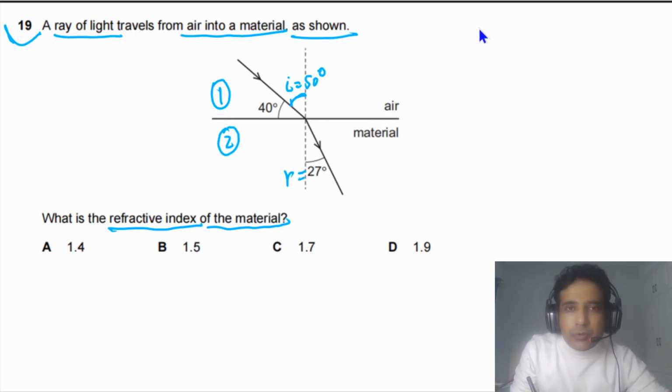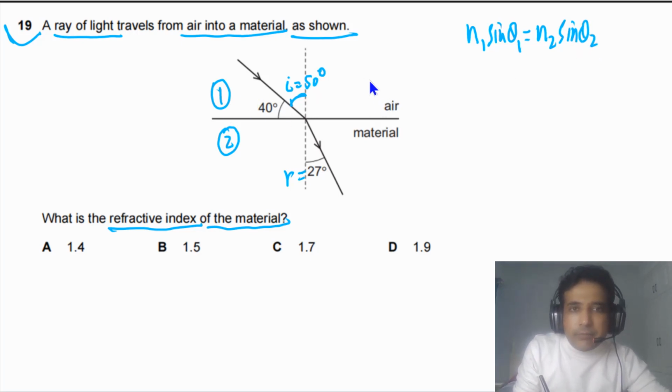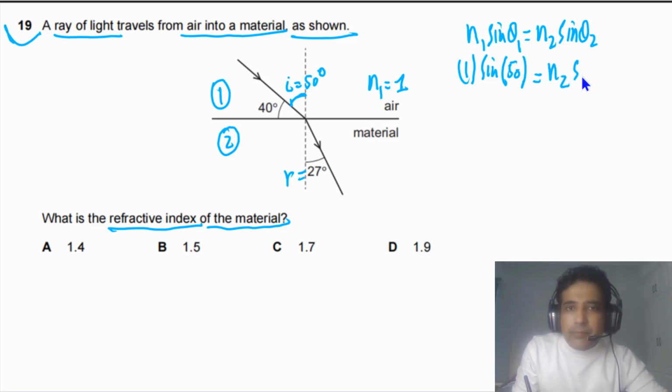Now simply we have to use Snell's law. According to Snell's law, n1 sin θ1 has to be equal to n2 sin θ2. So this is our medium 1. Refractive index for air is equal to 1, meaning n1 is equal to 1. So we can write this is 1. And we have θ1 equal to 50 degrees, and we need to find out the value of n2, and we have sin θ2. θ2 in this case is equal to 27 degrees. So n2 will be equal to sin 50 degrees divided by sin 27 degrees.